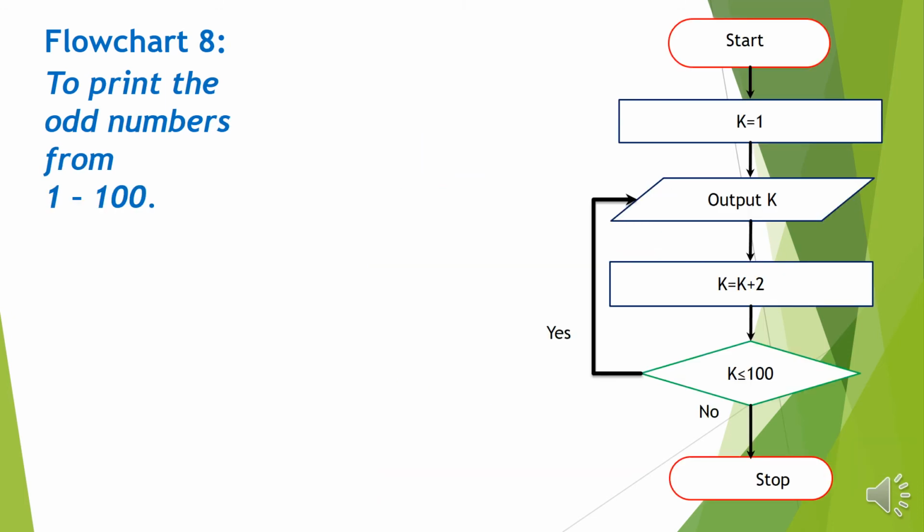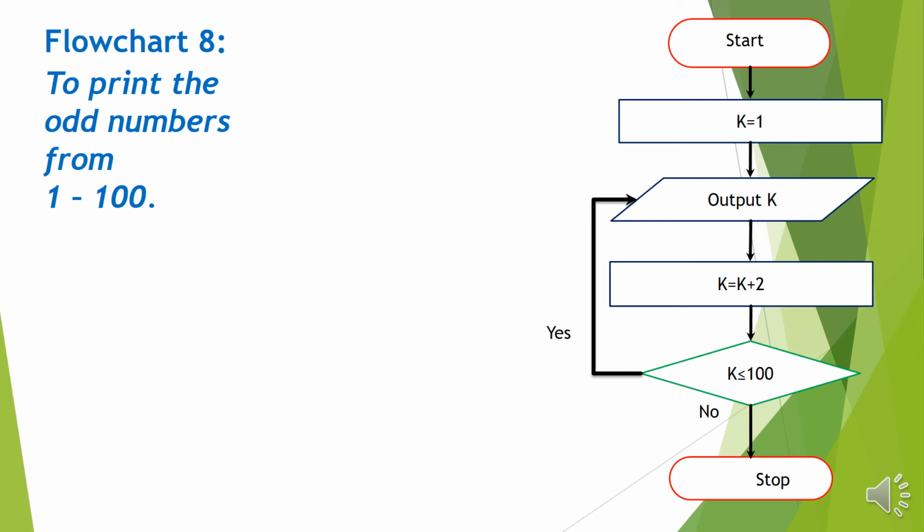Flowchart number 8, which is used to print the odd numbers from 1 to 100. In this example, we will learn how we can print the odd numbers in the range 1 to 100. Again, we will start with the oval symbol. Then we will take a variable and initialize it with the value of 1.